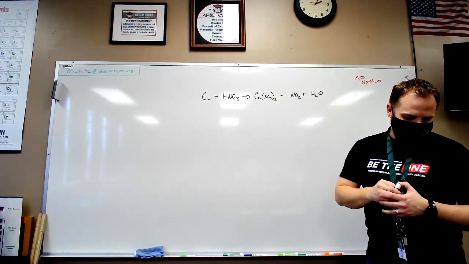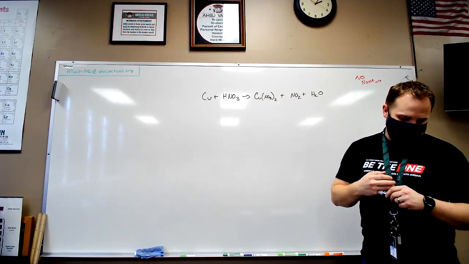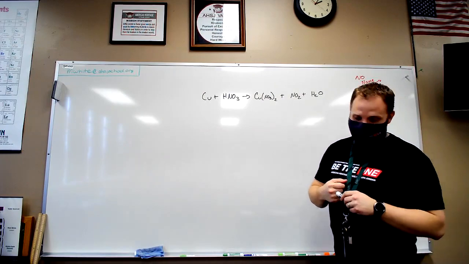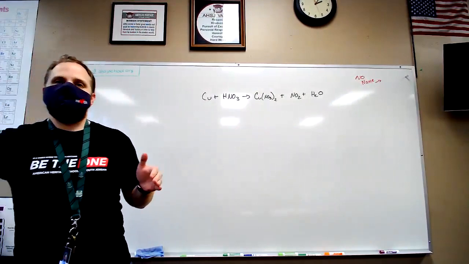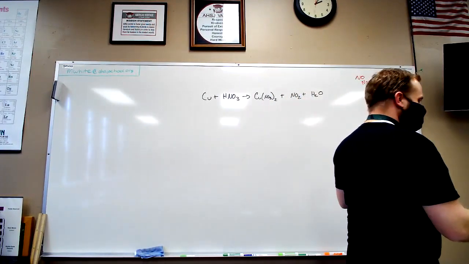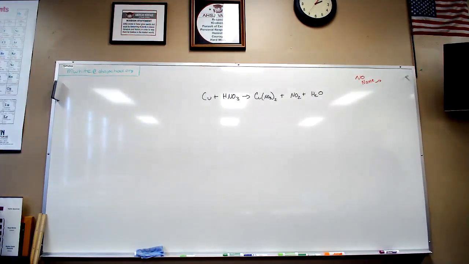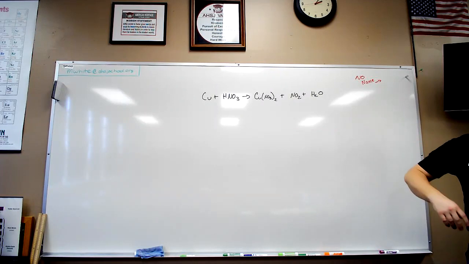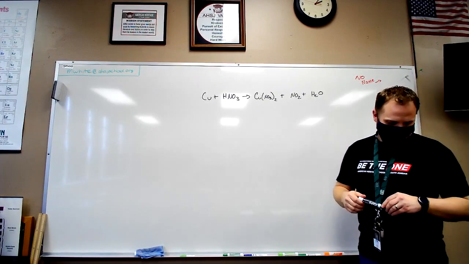Step 3, determine the change in oxidation number for the atoms or ions that are oxidized and for the atoms or ions that are reduced. So basically, we want to know how much did the oxidation number change? Did it go from 0 to -2? That's a change of -2. Did it go from -3 to -2? That's a change of +1. Okay? We want to see how much these are changing.